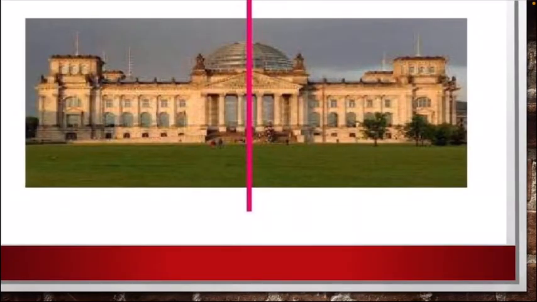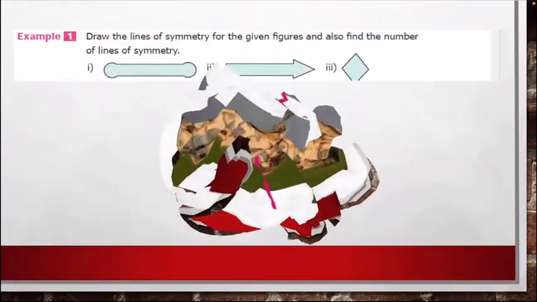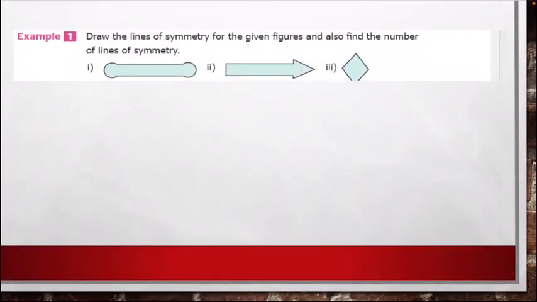Okay students, now look at this monument. How does this look? Yes, if I draw the line of symmetry to it, it looks like equal halves. Now let us discuss each and every part with an example. Okay students, let me read you this question. So this part ends.